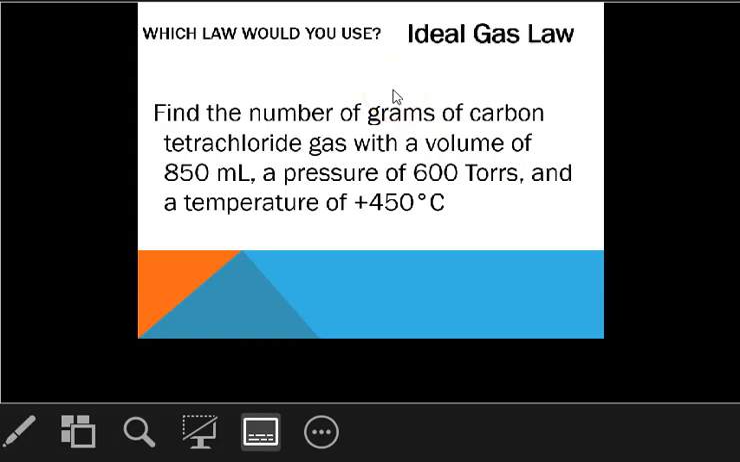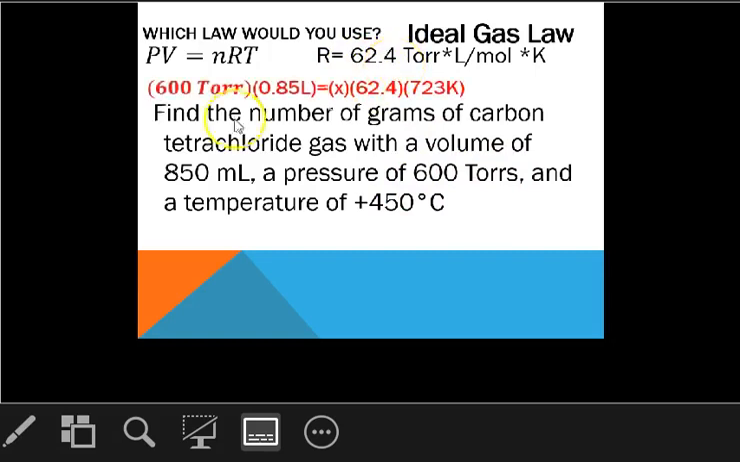Hopefully you notice this is also an ideal gas law because you're trying to find the number of grams. And the only way you can find the number of grams of a substance using gas laws is if you solve for moles and then use your mole map to go from moles to grams. Remember your mole map from stoichiometry? So the equation is PV equals nRT, and the reference number for torr, because they've given you 600 torr, is 62.4. So you set up your problem with the pieces that they have given you.